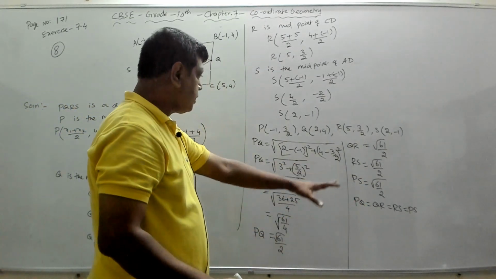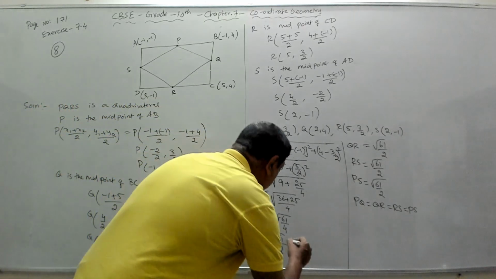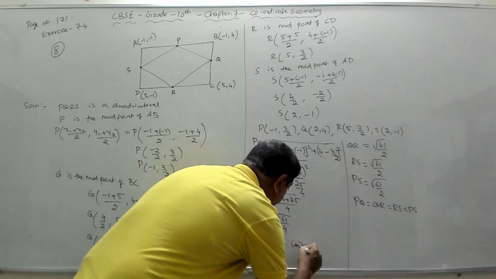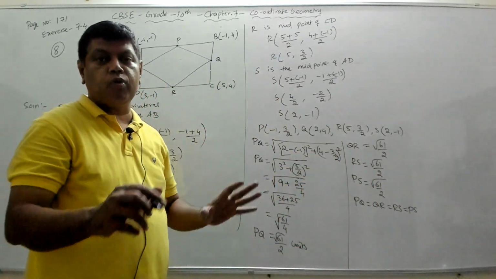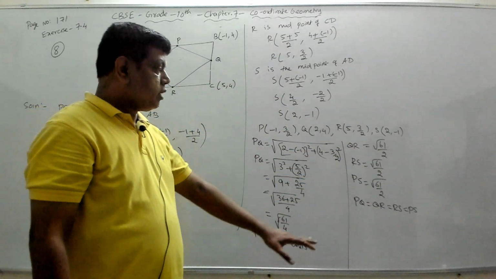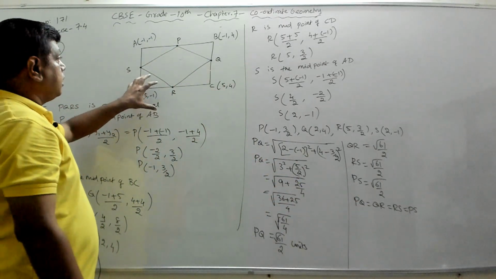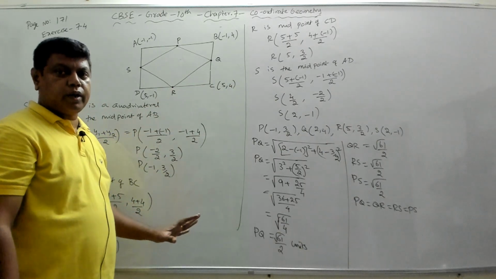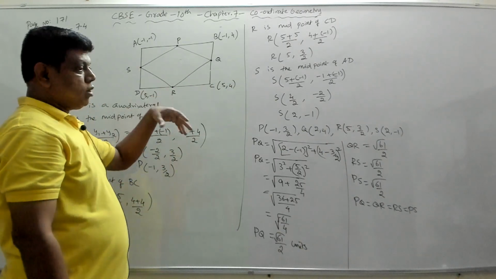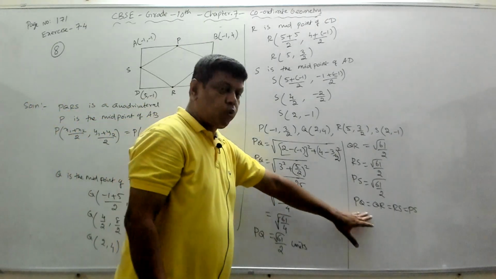Each one of them is root of 61 by 2 units. So when all the 4 sides are equal, then PQRS is either a rhombus or a square. It's definitely not just a rectangle, because in addition to equal sides, it qualifies to be either a square or a rhombus.